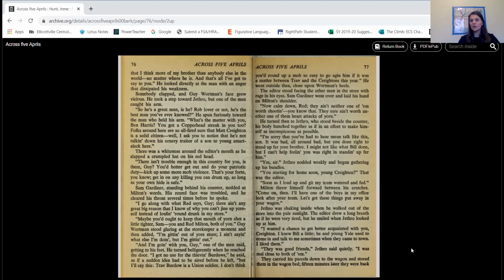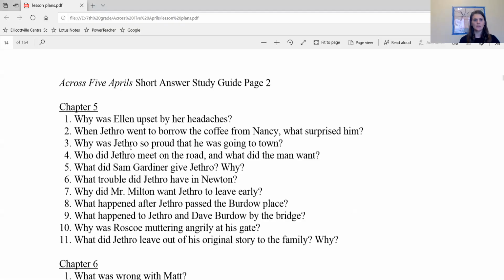So that whole little description, this argument that Jethro has with these men, is the trouble that he's having in Newton. So what is it that I want you to summarize? What is it that these men are upset about? How does Jethro respond? And let me just make sure that that's all the question is asking. So that was number 6. What trouble did Jethro have in Newton? So just describing that particular situation.